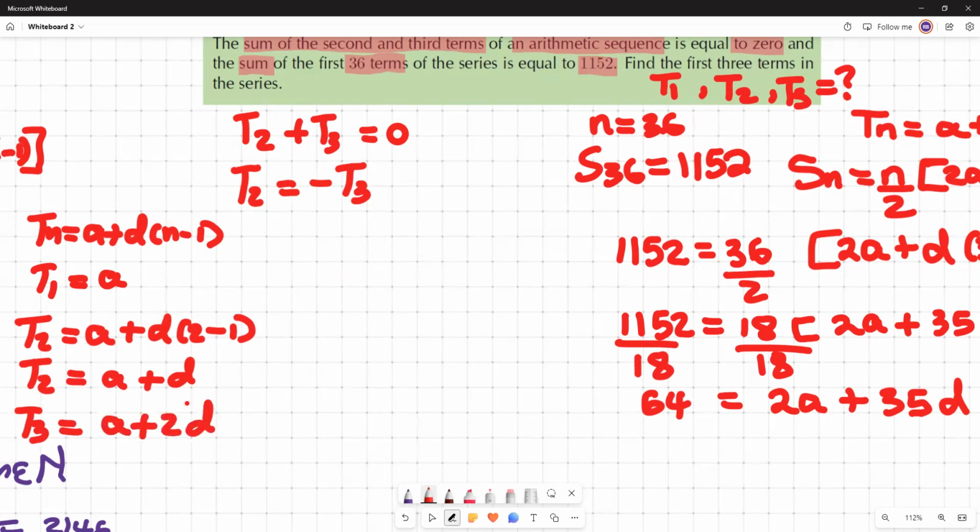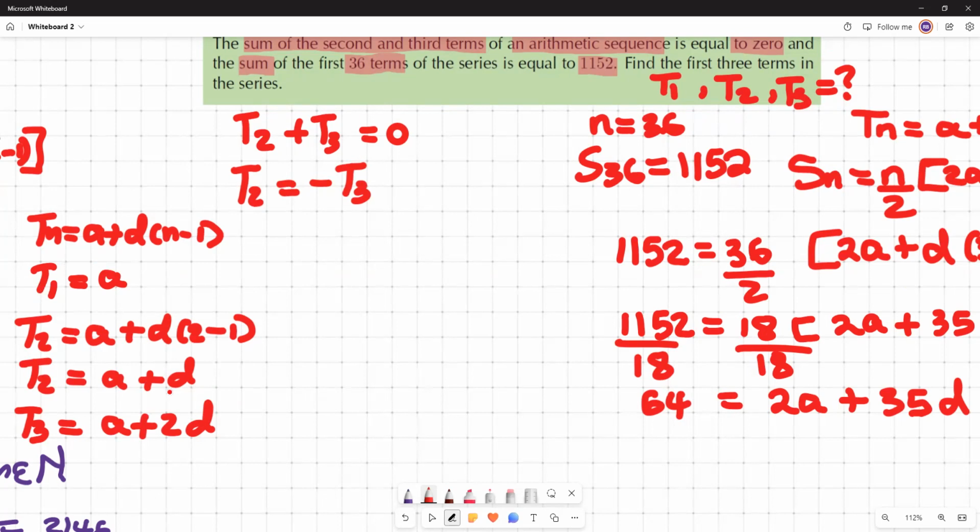Why did I know that? Remember the difference, this d, it's what you are adding to get the next term. So if the first term is term 1, which is a, I'm going to say plus d to get the second term. That's why here I had a plus d. To get the third term, I'm going to add d here. So I'm going to have a plus d plus d, which is a plus 2d.